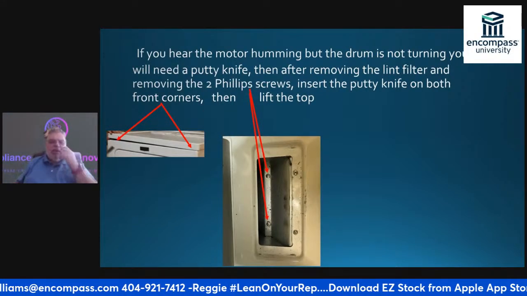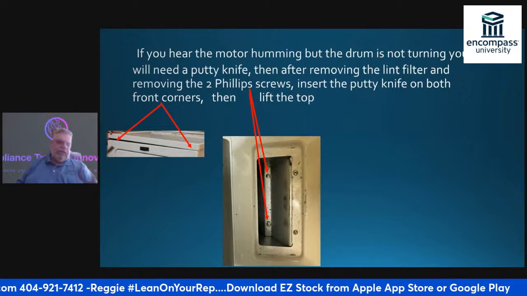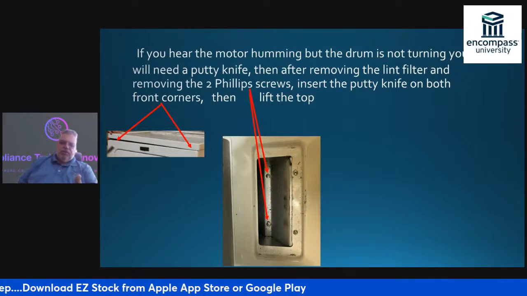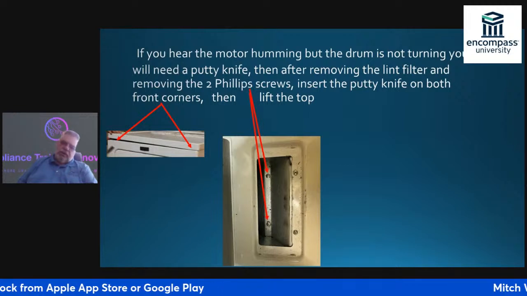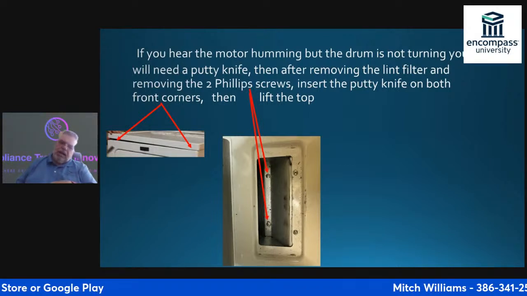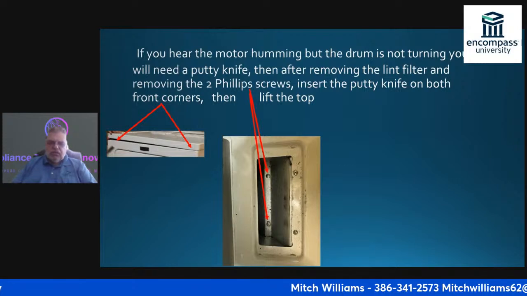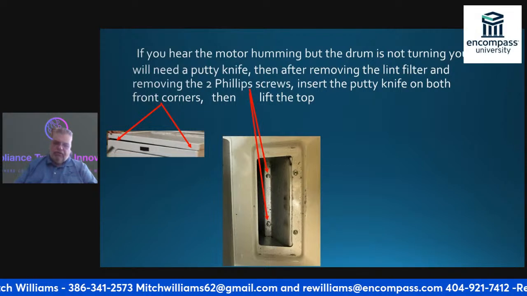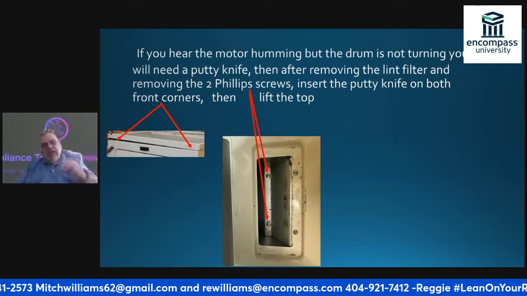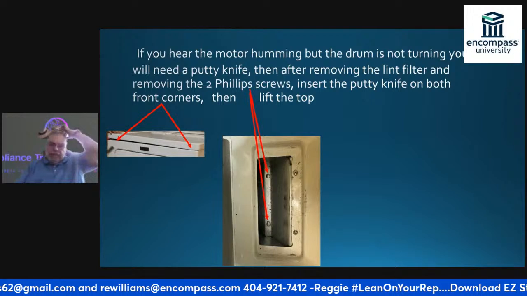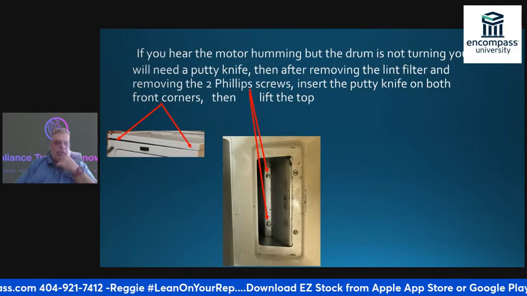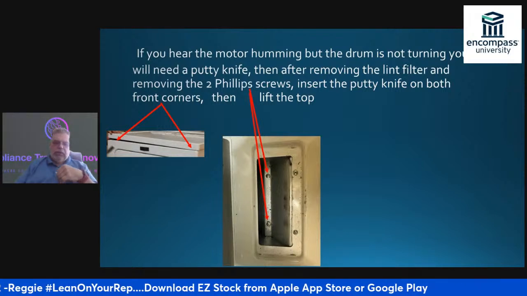If you hear the motor, okay. Here's how I have to lift the lid. Here's a picture of the dryer. I have to take 2 screws out. That's incorrect. Those 2 screws are the ones on the right side, not the ones at the bottom there. I'm going to take the 2 screws off right there, and I'm going to insert a putty knife into the corners. As you can see, there's a putty knife on the left one being inserted.